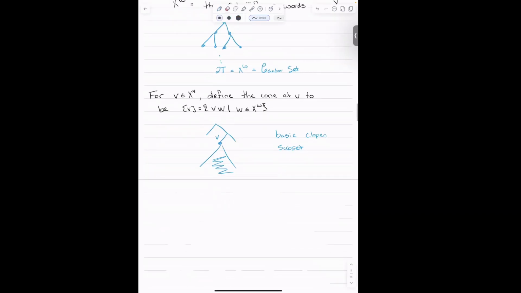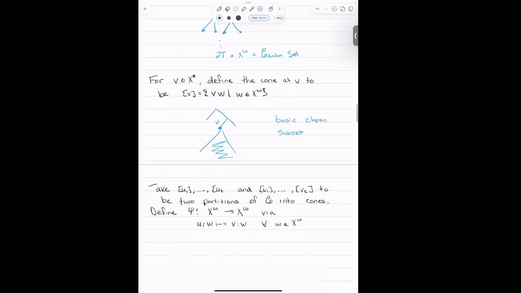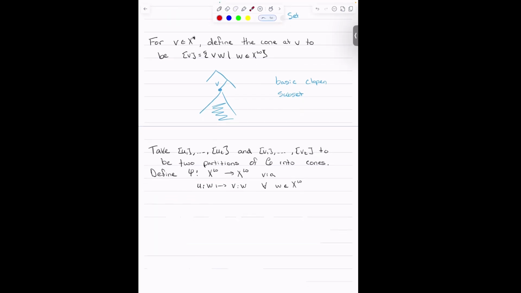All right, so then the way we build elements of V is we first take two partitions, which I'll call U1 through UT and V1 through VT. These will be two partitions of the boundary, or of the Cantor set, into cones. And whenever you have such a set of partitions, then you can define this prefix replacement map, where I'm going to take anything that has the prefix UI, and I'm just going to replace that with the prefix VI. So you just cut off the prefix and replace it with the other prefix. And so we tend to call these prefix replacement maps.